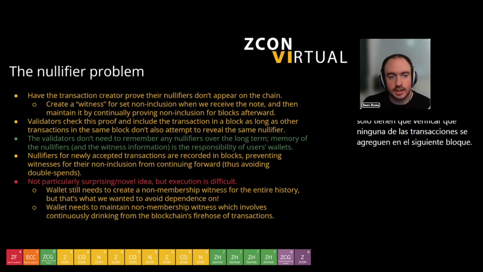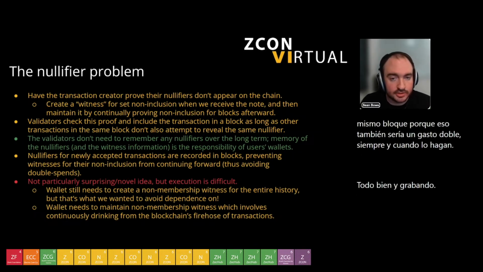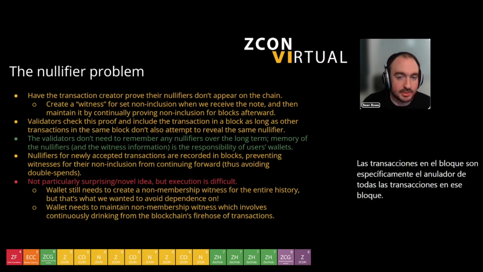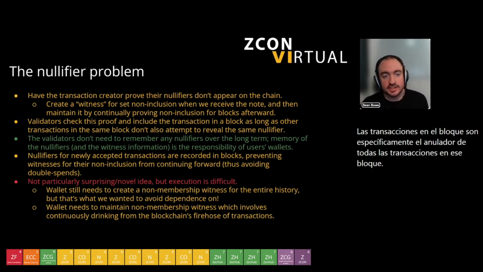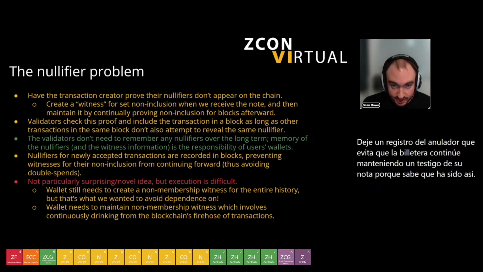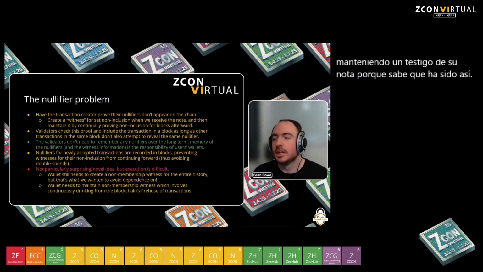And by recording the transaction in the block, or specifically the nullifier for all the transactions in that block, they leave a record of the nullifier, which prevents the wallet from continuing to maintain a witness for their note, because it's been spent already. So this has been thought of before. I'm not claiming this is a novel idea or anything like that, but it has some problems, and there are some reasons that we haven't gone down this route before.